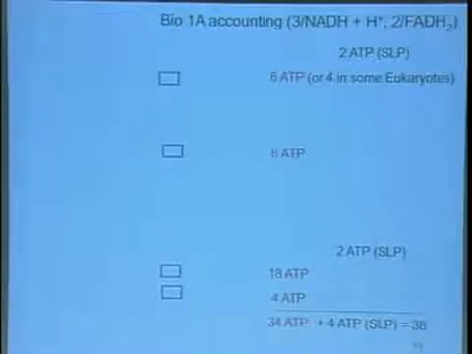What was I doing here? Oh, accounting for the NADHs and FADH2s. Unfortunately, everything on this side's gone. Is it on your printout? Yes, no? It's on your printout, but not on my display. Okay, well, things like that happen, okay?